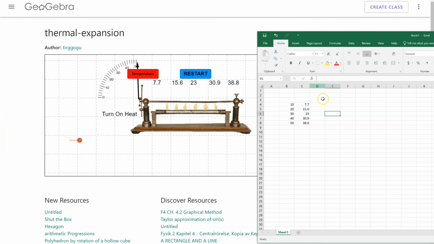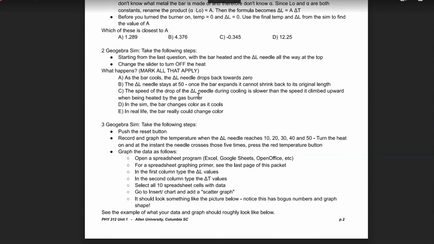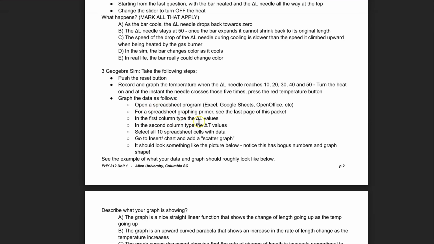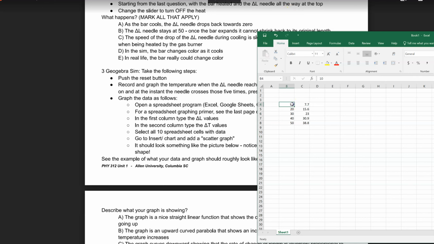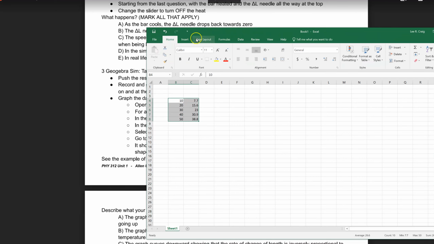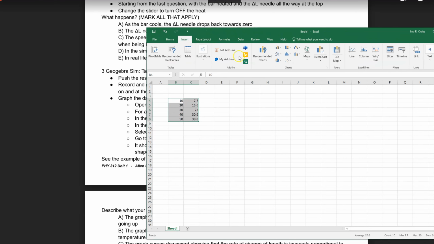So there's my data, right? And that's what they ask you to do in the directions of this thing. We have now put the delta L and the delta T values. We select all 10 with the data, and we want to insert a chart and add a scatter graph. So let me show you what that looks like real quick here. I'm going to select all 10 of these like that. I'm going to go over here to the insert menu, click on that, and we want the scatter graph, which would be this one right here.